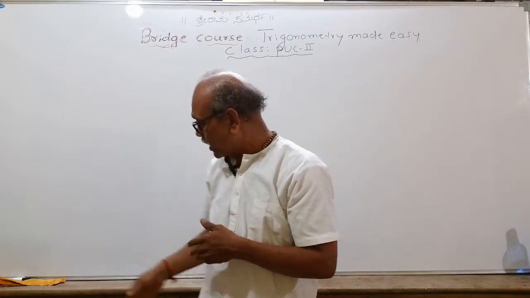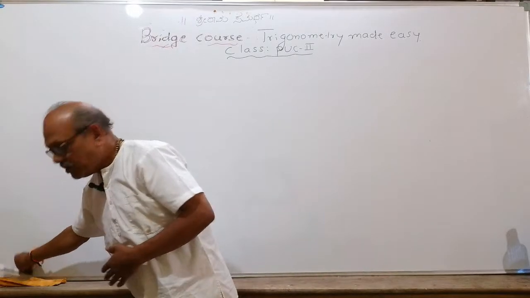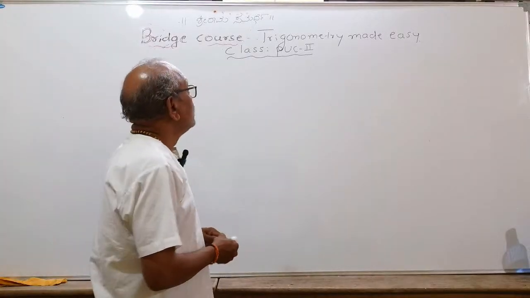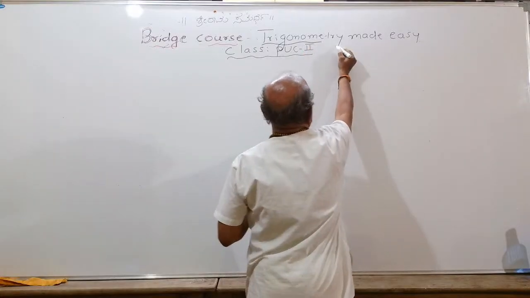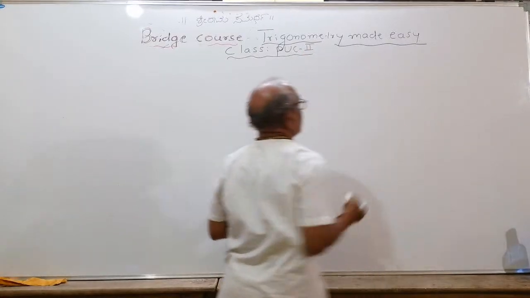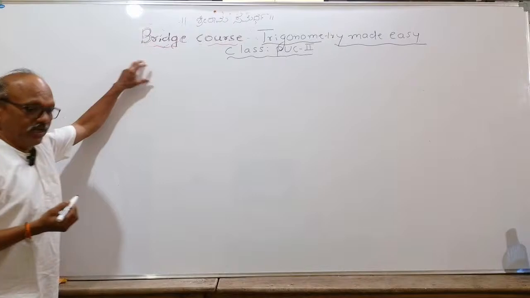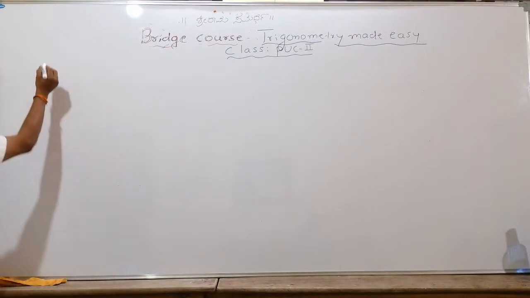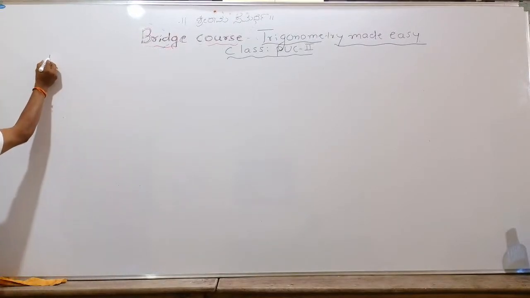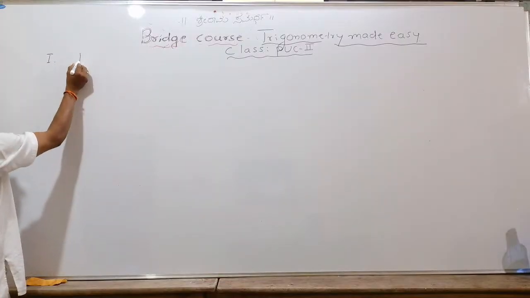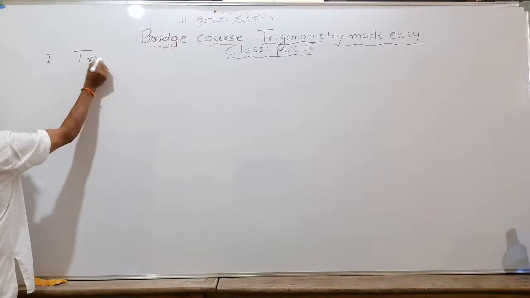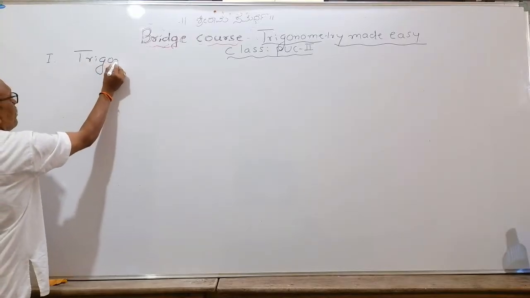So today we are introducing the PUC2 trigonometry bridge course, trigonometry made easy. Some of the concepts you learnt in the 11th standard will be refreshed. In that, the first step is a collection of trigonometric identities.